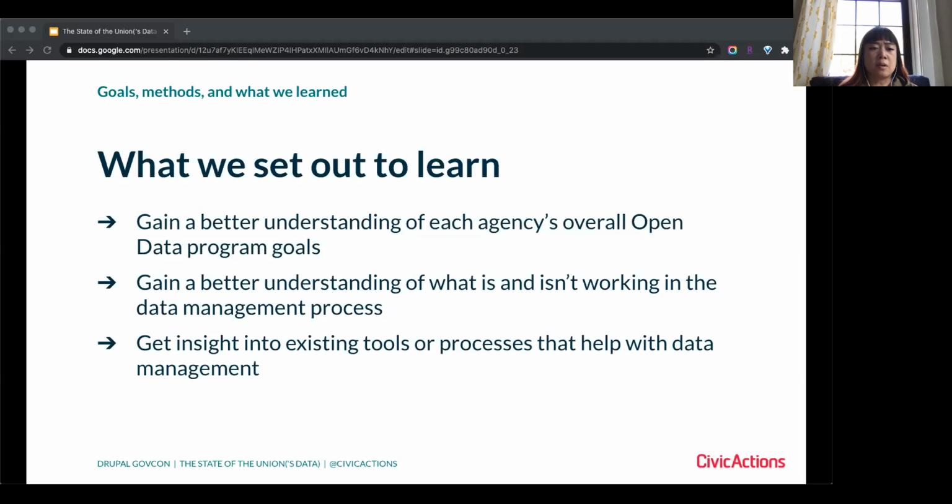That leads to the second goal of gaining a better understanding of what is and isn't working in the data management process, particularly for those who directly handle gathering and distribution of data, such as data managers and data owners. Understanding pain points and successes helps us determine areas for improvement, as well as recommendations based off of patterns we may see. Finally, we wanted to get insight into existing tools or processes that help with data management. Gaining insight into what teams are doing helps us in mapping out the ecosystem of tools and processes that already exist so that we don't reinvent the wheel in our efforts for finding better ways of data management.